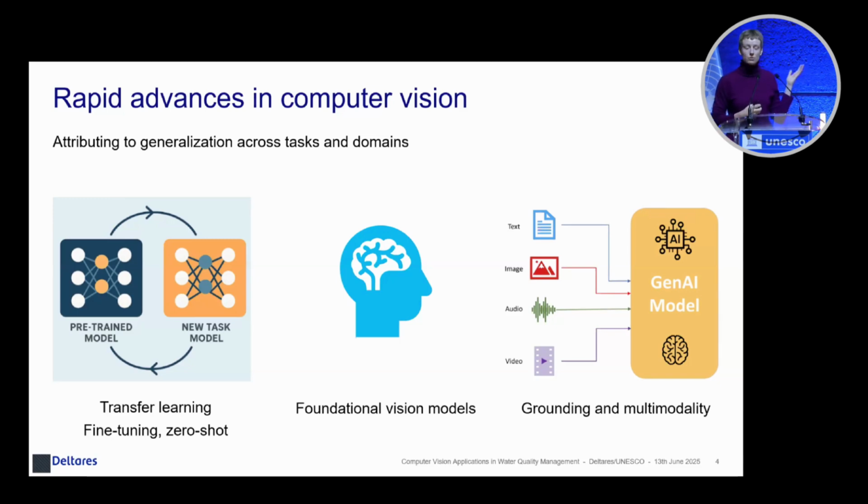Then foundational vision models are general purpose models that are trained on a huge amount of vast and diverse, in this case, visual data. And they serve a purpose to be general across more domains and tasks. And then lastly, grounding and multimodality include different types of data, for example text, image, video, and audio, into unified models, also contributing to this generalization.